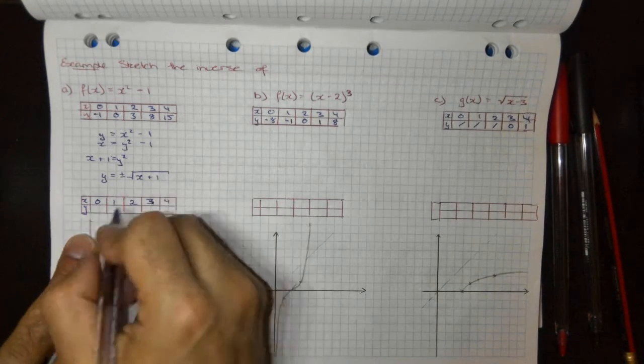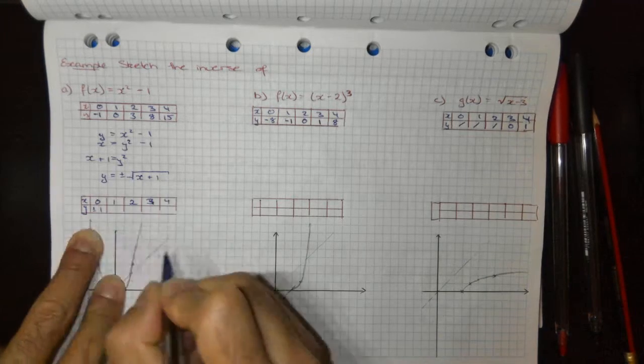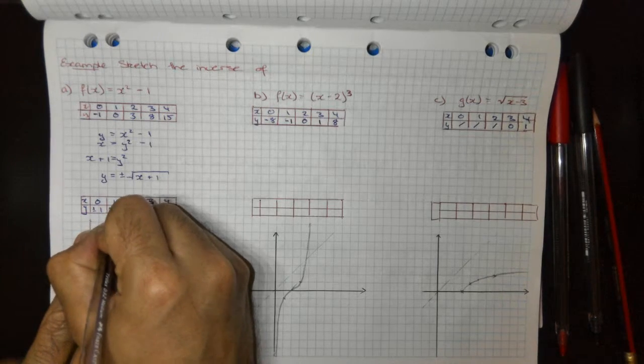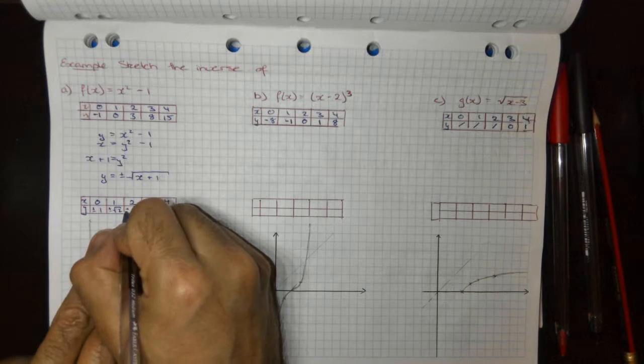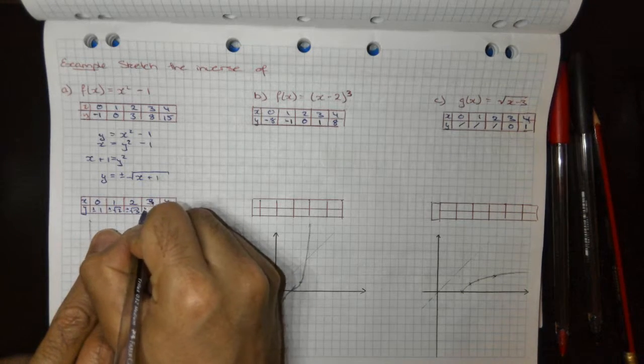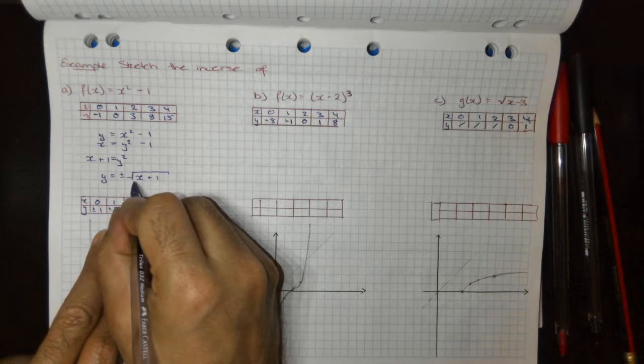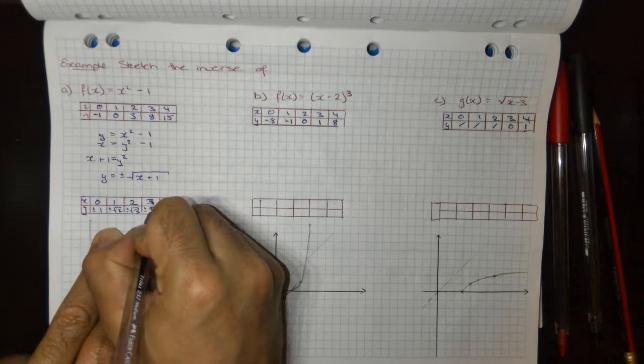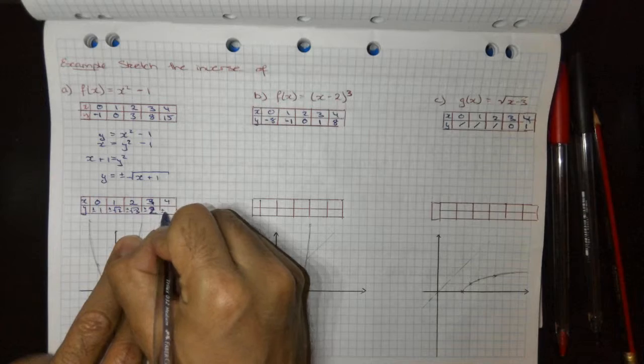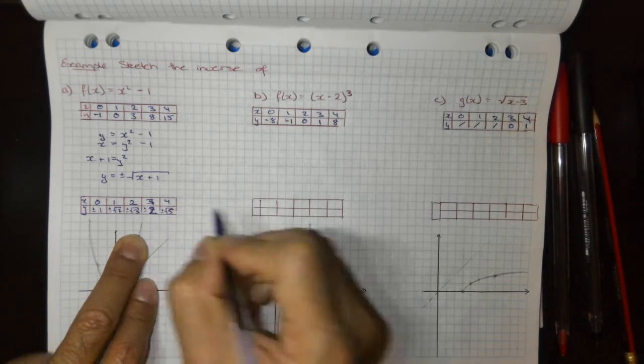So 0 plus 1 is 1. Square root is plus or minus 1. Plus or minus square root 2. Plus or minus square root 3. Sorry, no. 3 plus 1 is 4, so plus or minus 2. And this is plus or minus square root 5.